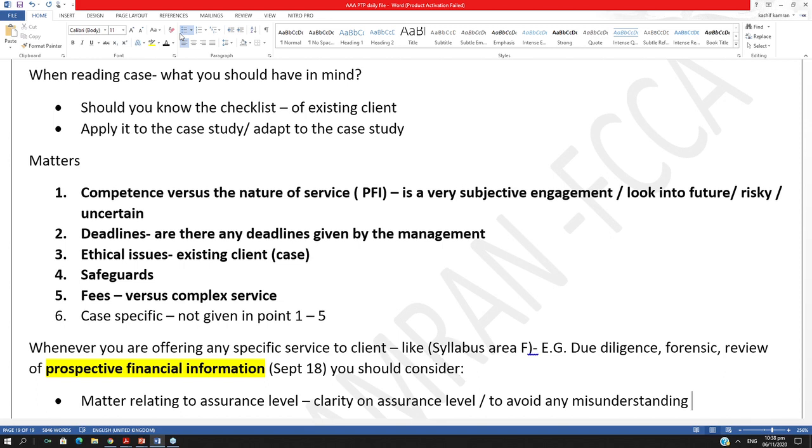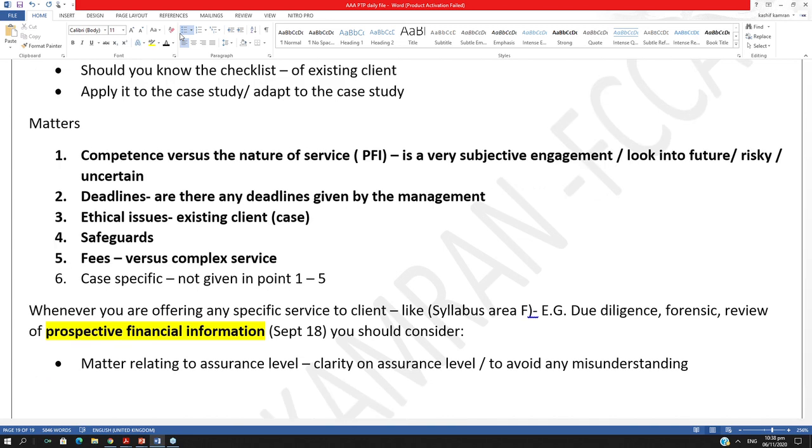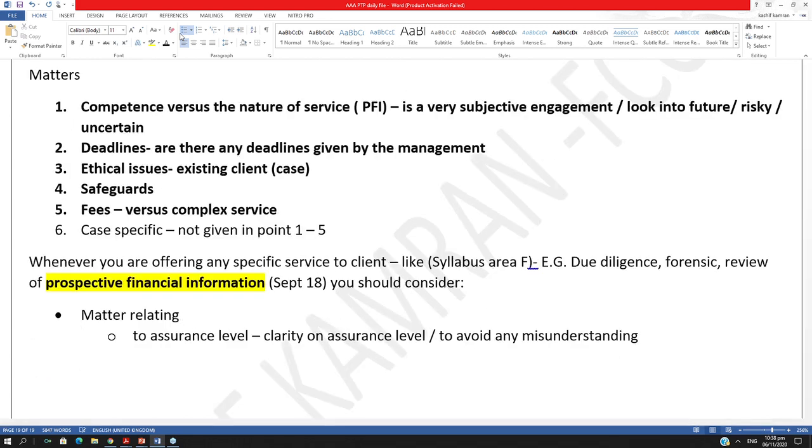So when you are writing the matters in the exam paper pertaining to due diligence, or pertaining to forensic, or pertaining to prospective financial information, can you just write a matter pertaining to the assurance level? So there is a clarity. Is everyone clear on this? Do you believe there is a need for clarity? Can there be misunderstandings between you and the management later?